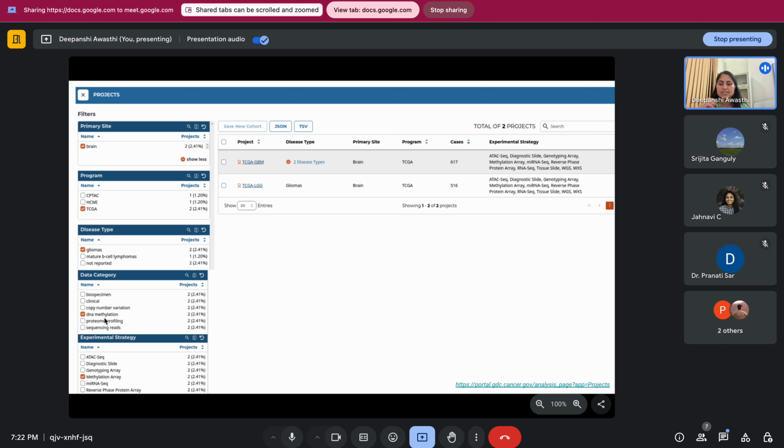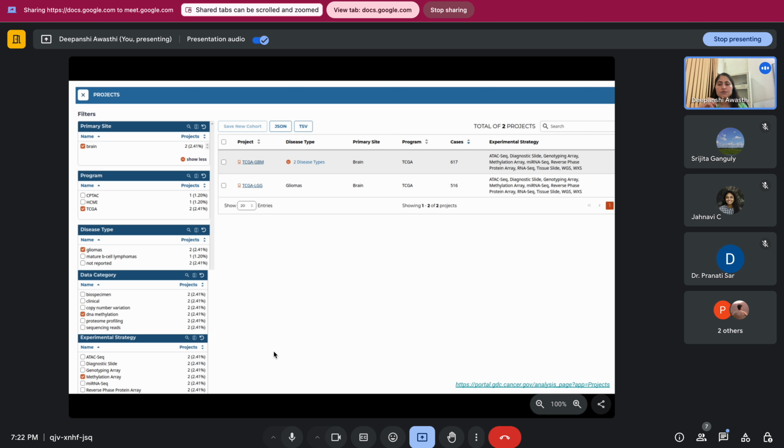Then in data category, you can select what kind of data you want to analyze. For example, in this case I have selected DNA methylation. You can also look for copy number variations, proteome profiling, etc. Then in experimental strategy also, multiple strategies will be shown. Depending on your interest, you can select any one of them. In this case I am selecting methylation array.